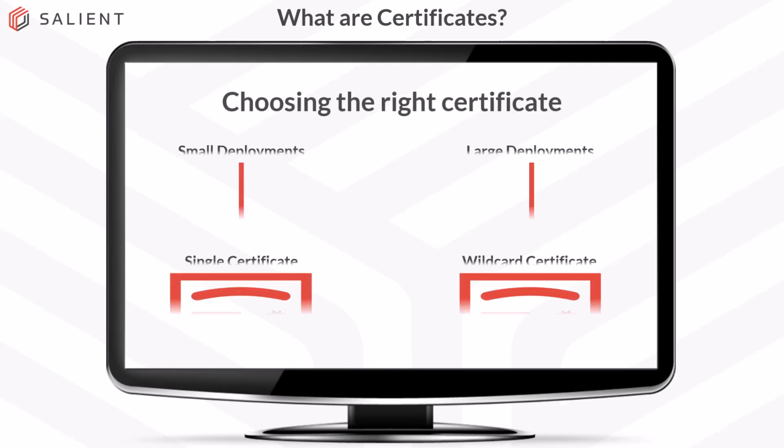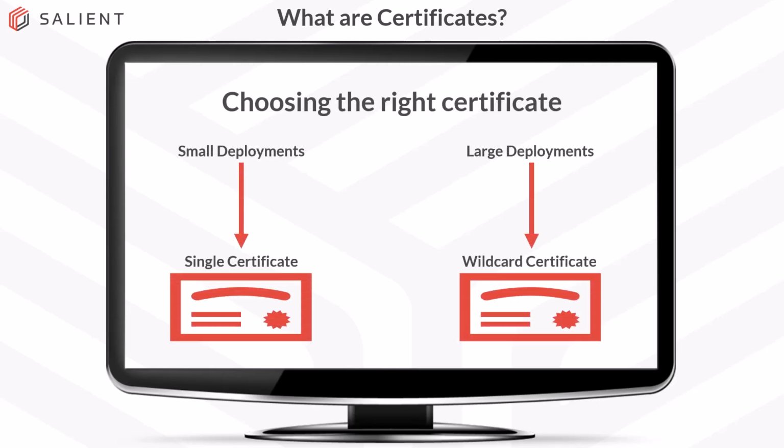While you can choose either type of certificate, single certificates will probably work fine for small Complete View deployments consisting of a few servers. But for larger deployments with a lot of servers, consider using a wildcard. Now, let's get into how you set this up in Complete View.